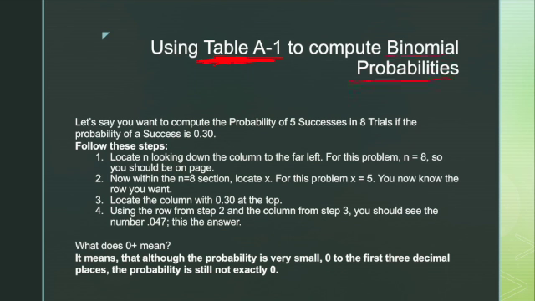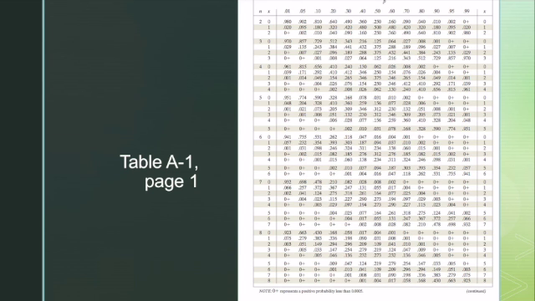It's pretty wide. So let's say you want to compute the probability of 5 successes in 8 trials if the probability of success is 0.30. You need to locate the n, looking down the column to the far left, right? So here we have our probability distribution table A1. We need to locate our n, which is 8.